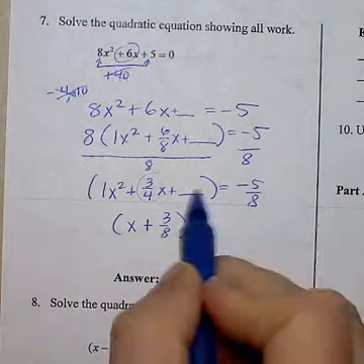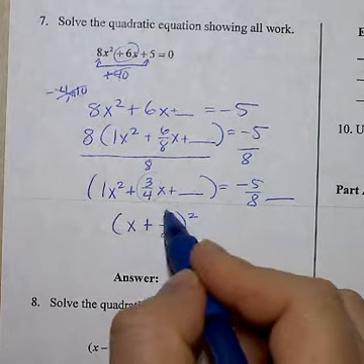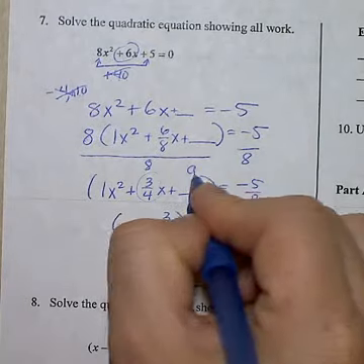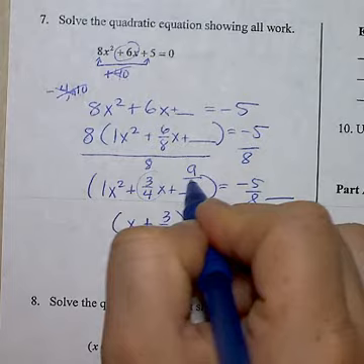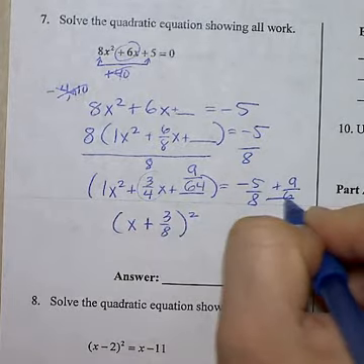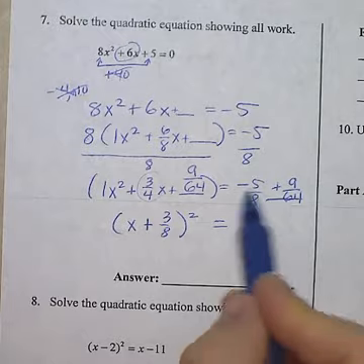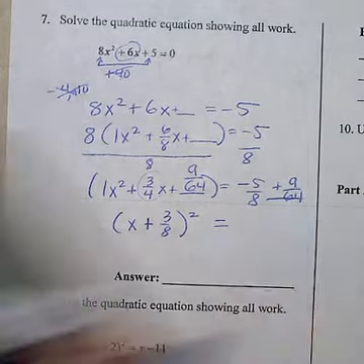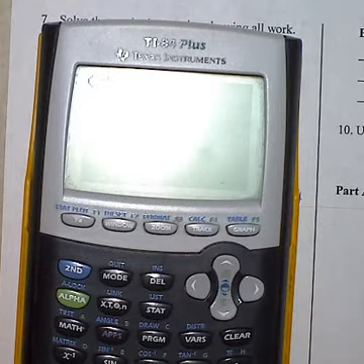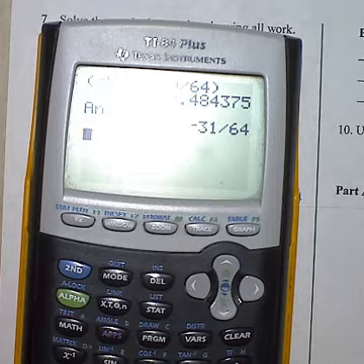Now I need to go back and fill in these positions. So in this position, I take whatever this is and I square it. 3 times 3 is 9. 8 times 8 is 64. So I'm going to take this and rewrite it over here. Using a calculator to combine the two terms, I'm going to combine a negative 5/8 and a positive 9 over 64. And then I'll turn it back into a fraction to get negative 31 over 64.